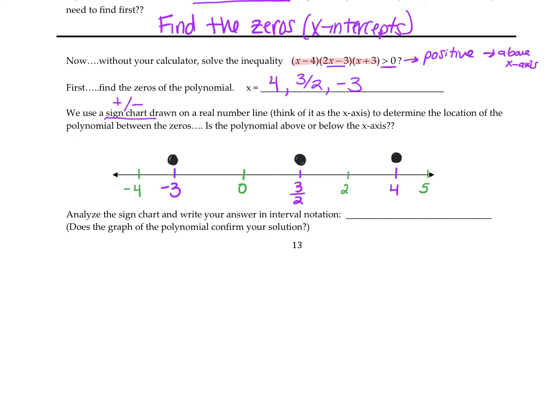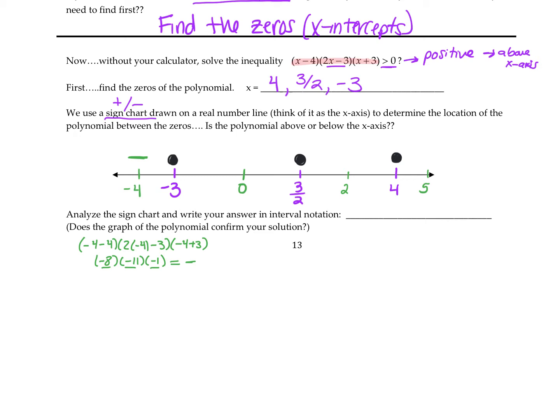So first, I'm going to plug in negative 4. So I'm going to get negative 4 minus 4, and 2 times negative 4 minus 3, and negative 4 plus 3. So I'm going to get negative 8 times negative 11 times negative 1. Now I don't even need to compute this. I can just see that I have 3 negatives, so I know my result's going to be negative. So for less than negative 3, all of those results are negative.